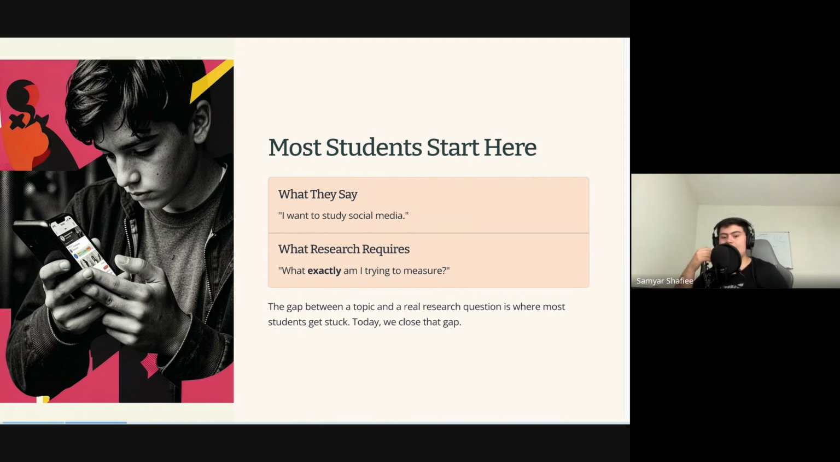The gap between a topic and a research question is where most people get stuck. Today, we're going to close that gap and turn your favorite topic into a research question in a live student activity. So stay tuned for that.